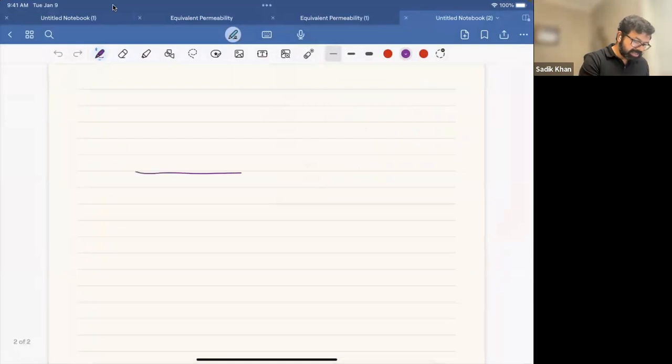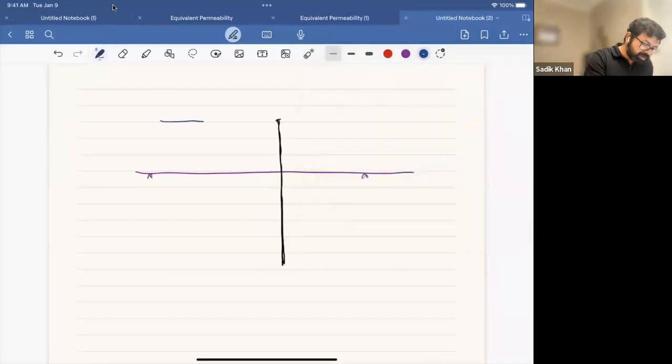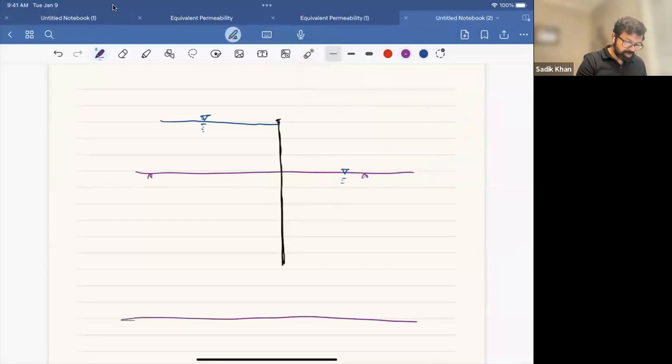Okay, so basically, let's say we have a soil layer here, and within the soil layer we have a sheet pile. And now in this one, we have some water. So we have water here, and then we have another water table here. This discussion is very important for our class today, so I'll just go over it. So this is our bottom layer.